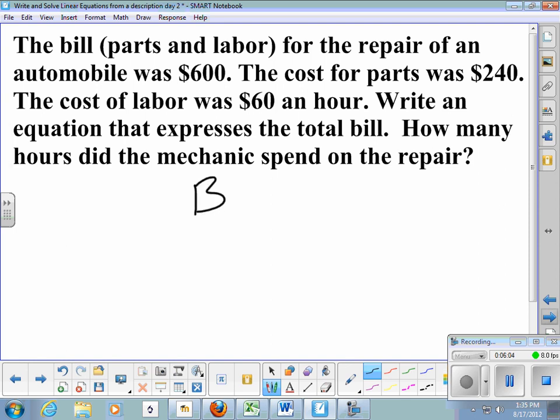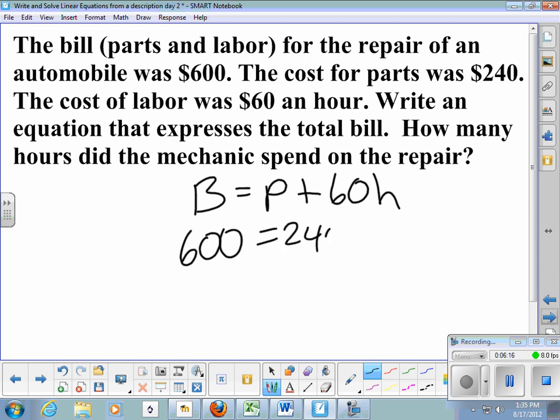The bill is equal to the parts plus $60 an hour. And the bill was $600. The parts were $240. And $60 an hour. To solve for how many hours the mechanic spent, we subtract how much he spent on parts from the total bill.